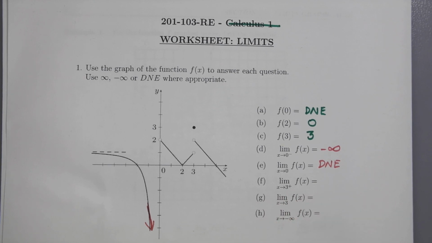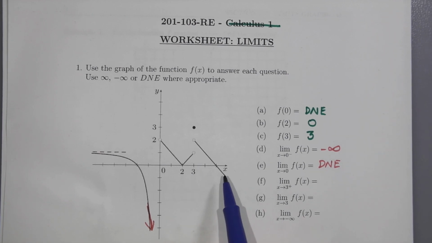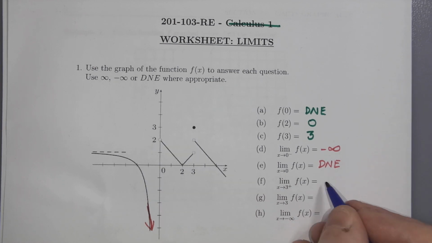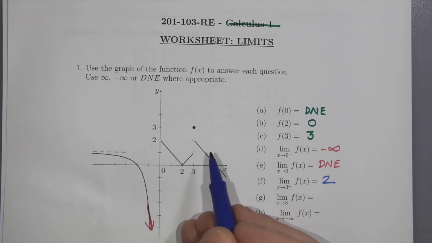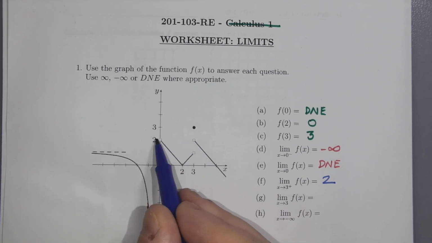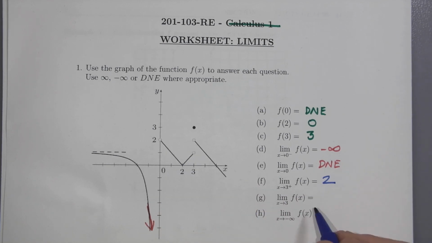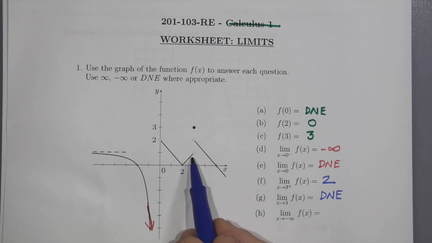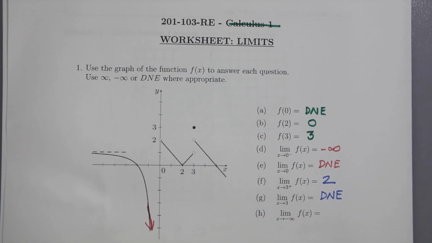Okay, how about approaching 3 from the right? Here's 3, and as I approach from the right, I can see that my outputs are getting close to 2. As I approach 3 overall, if I look at it from the right, I'm getting close to 2. From the left, it's getting close to 1. So this would also be a does not exist because it is not indicating that I'm approaching a fixed value. On this side, it's 2. On this side, it's 1.